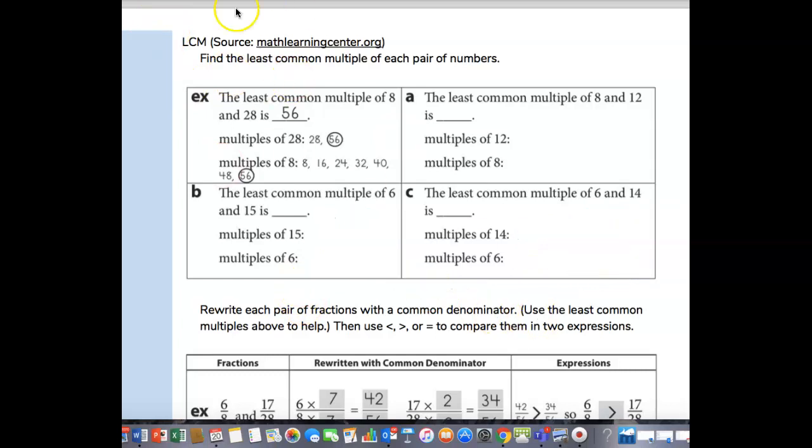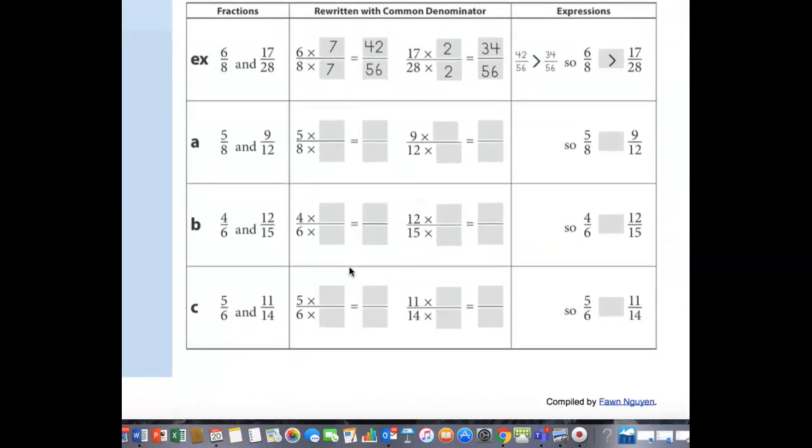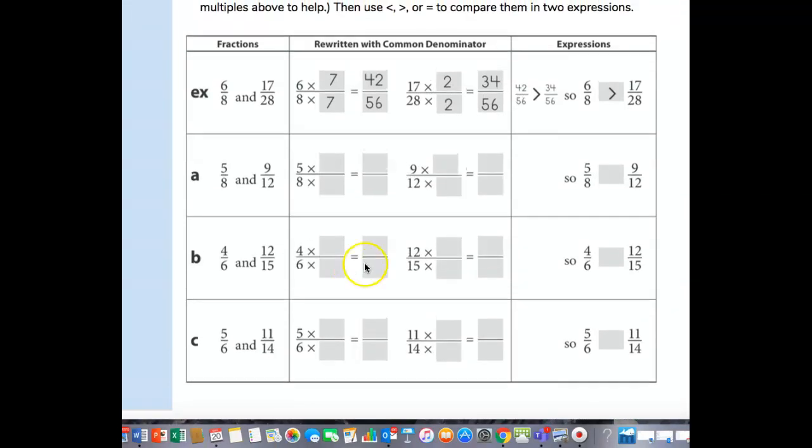So now let's take that information and go back here. So we found out that we have to get to 30 here, 30 here, and 30 here. And then here we were getting to 42. Now you have your paper so you can look back at it. So those are your common denominators.